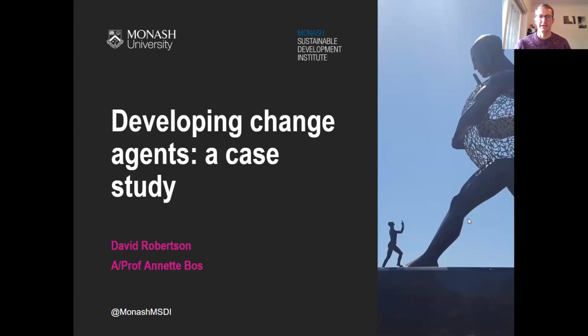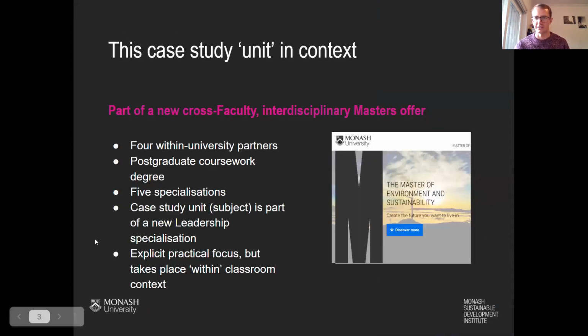So this case study looks at a subject within an overall master's, or we call it a unit here, at Monash University in Australia, but it's the equivalent of a subject within a broader program or degree. And so it sits in the context of an interdisciplinary master's, which is run by 3 faculties within Monash University, our faculties of arts, business and economics, and science, along with our institute, which is an interdisciplinary non-faculty institute.